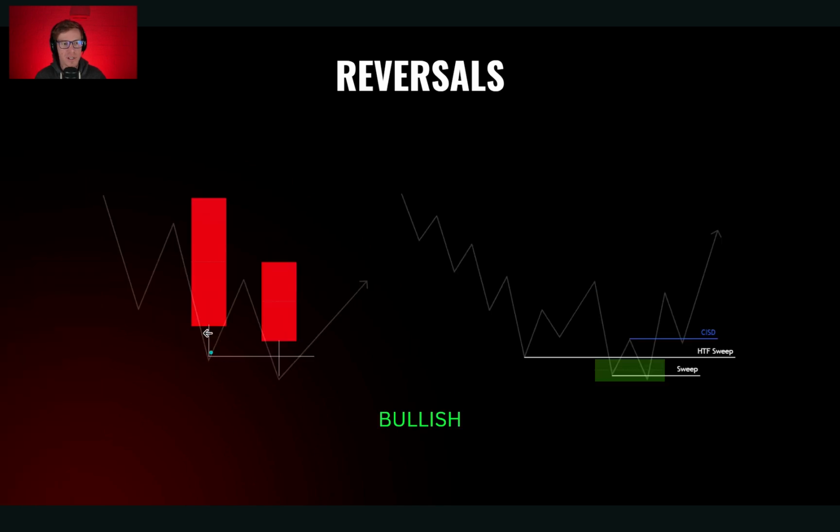In our bullish example, you can see price has created a low point. The next candle fails to displace past that low. All we want to do is wait for the candle to close, and this reveals to us a high probability of a reversal taking place.